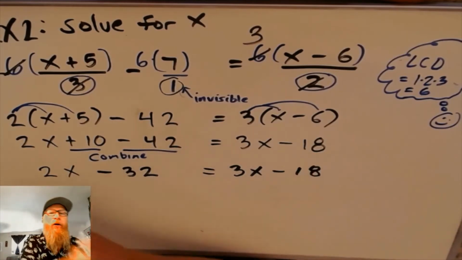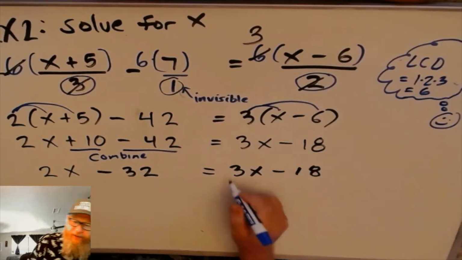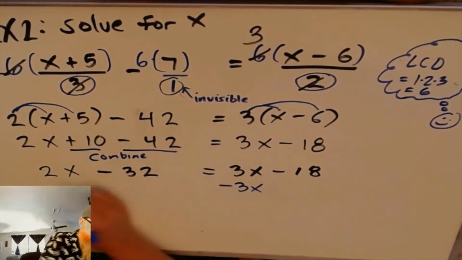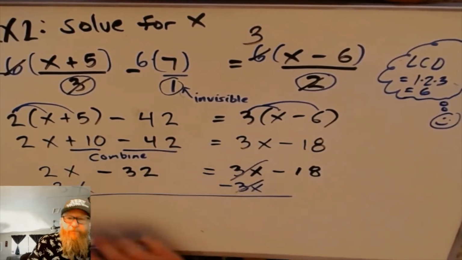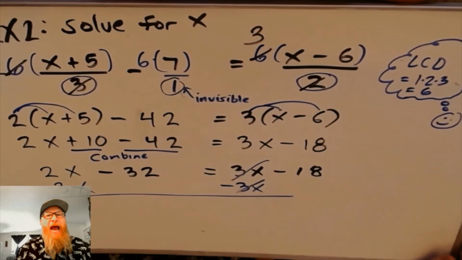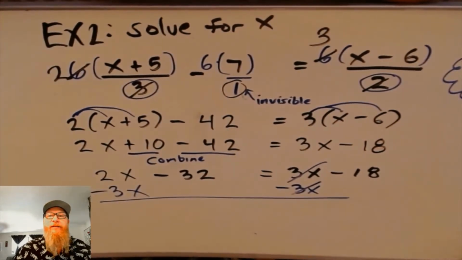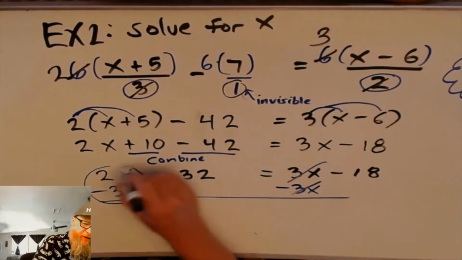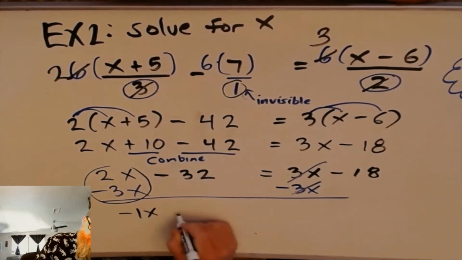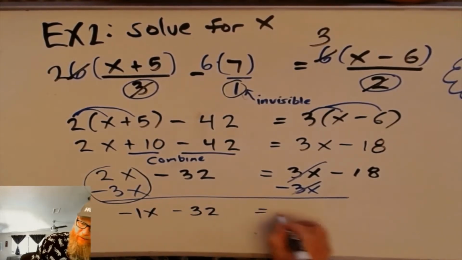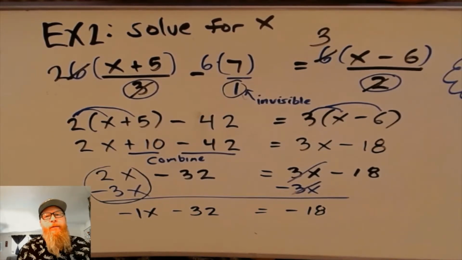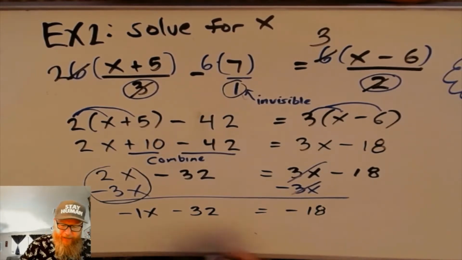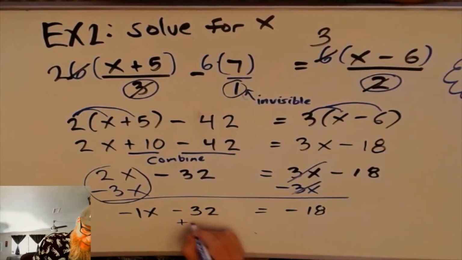All we're going to do is get all our x's onto one side. So let's subtract 3x from both sides. Or sometimes I'll say add negative 3x. Yeah, it's the same thing. Right, and now I'm going to add 32 to both sides.